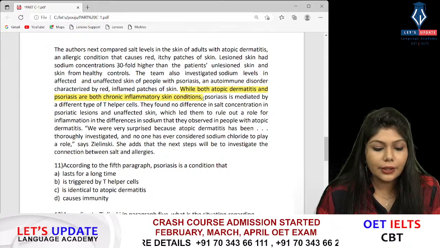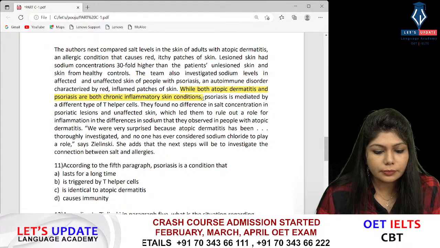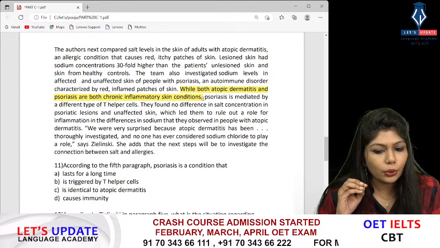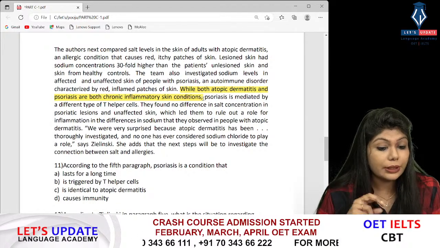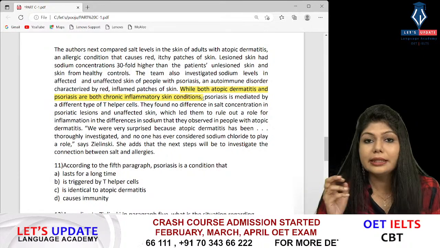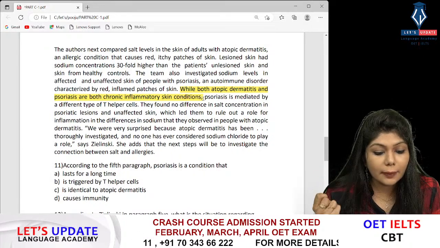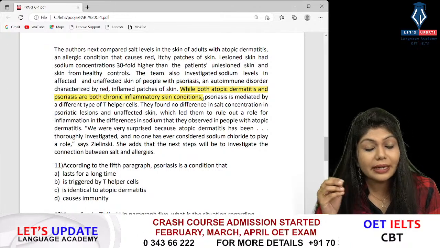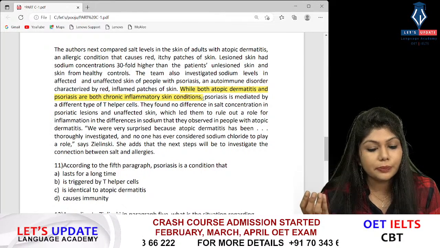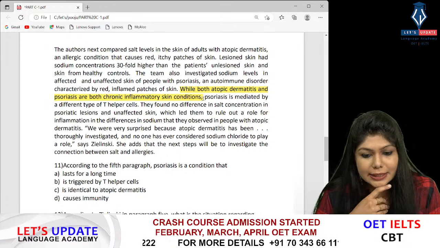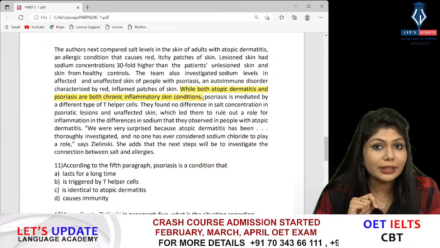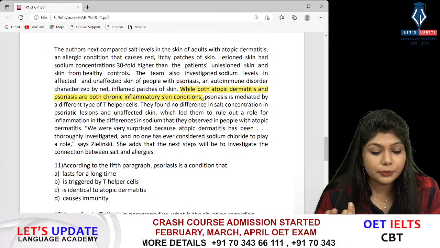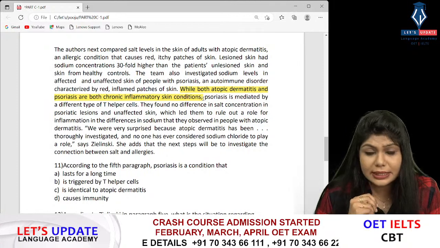And why is it not B, C, or D? Though they are both chronic inflammatory skin conditions, they have not mentioned that they are identical, because they have said that psoriasis is mediated by a different type of T helper cells, not the same as atopic dermatitis. That's what they have mentioned in the next line. So what does that mean? That means they are not identical, and that is why you can eliminate C.